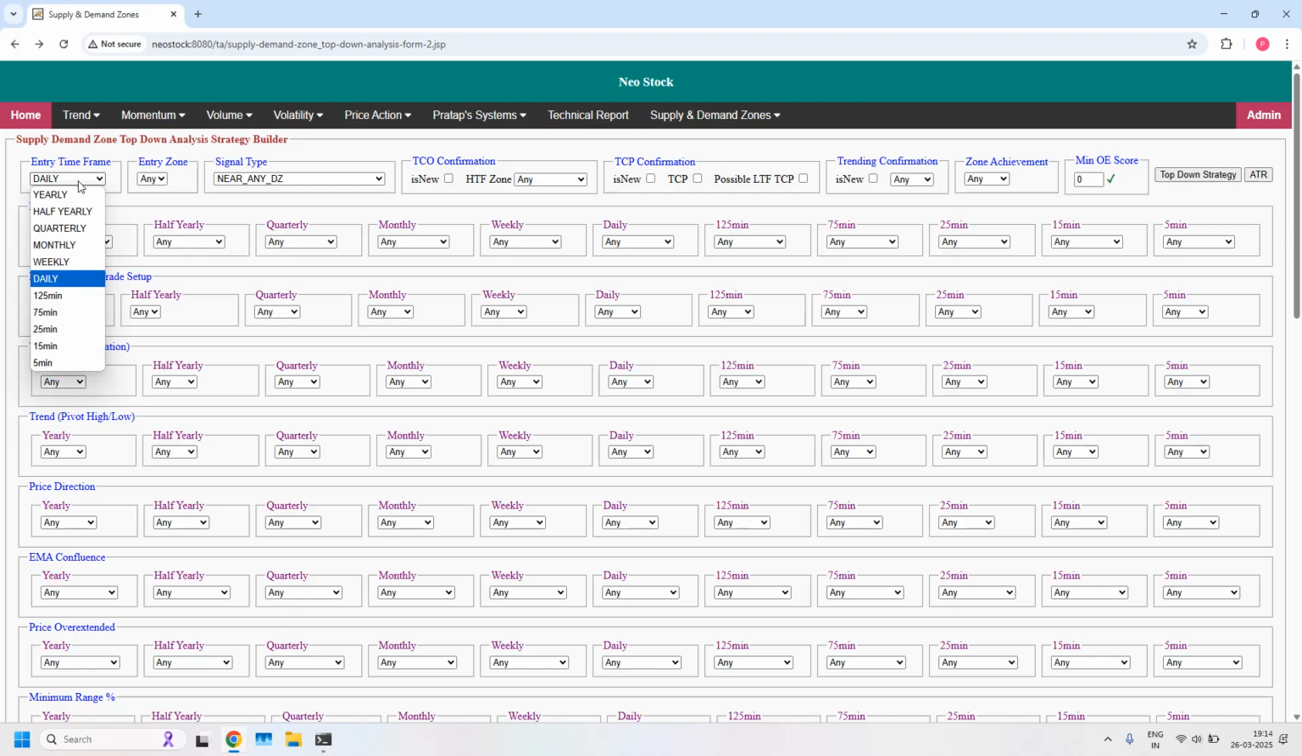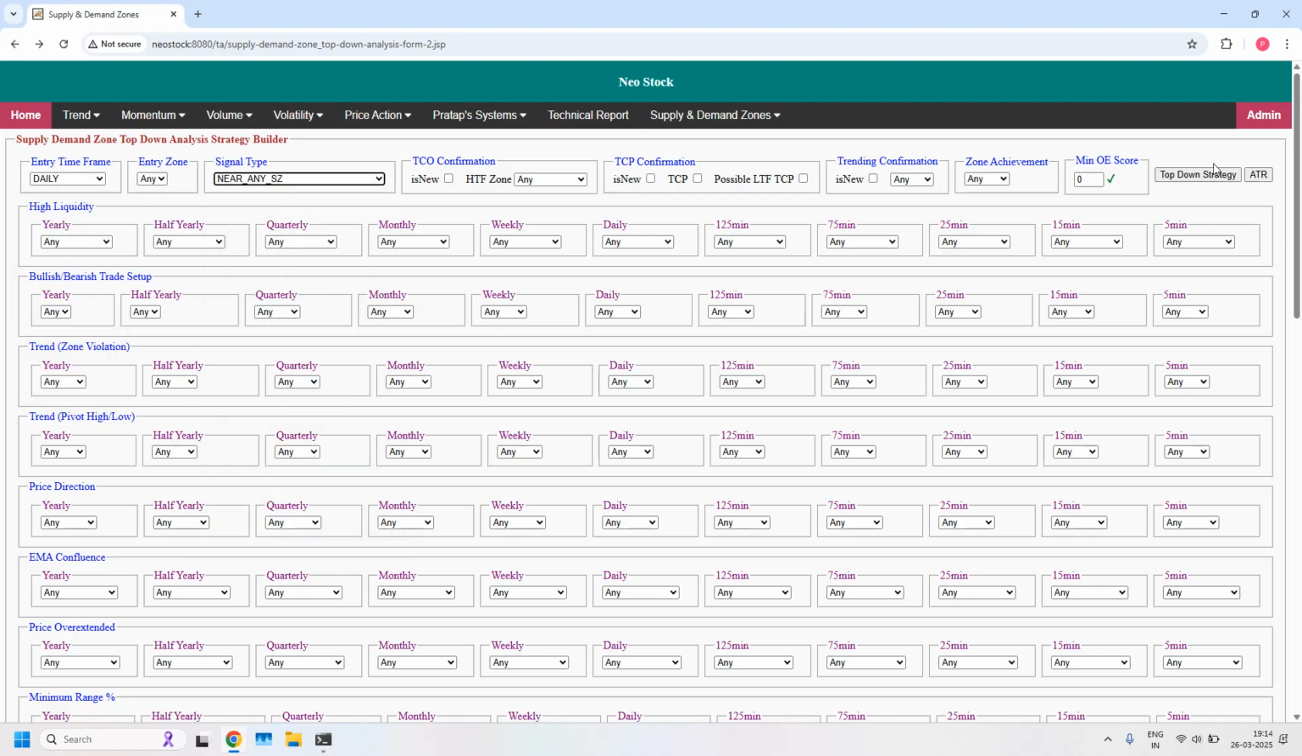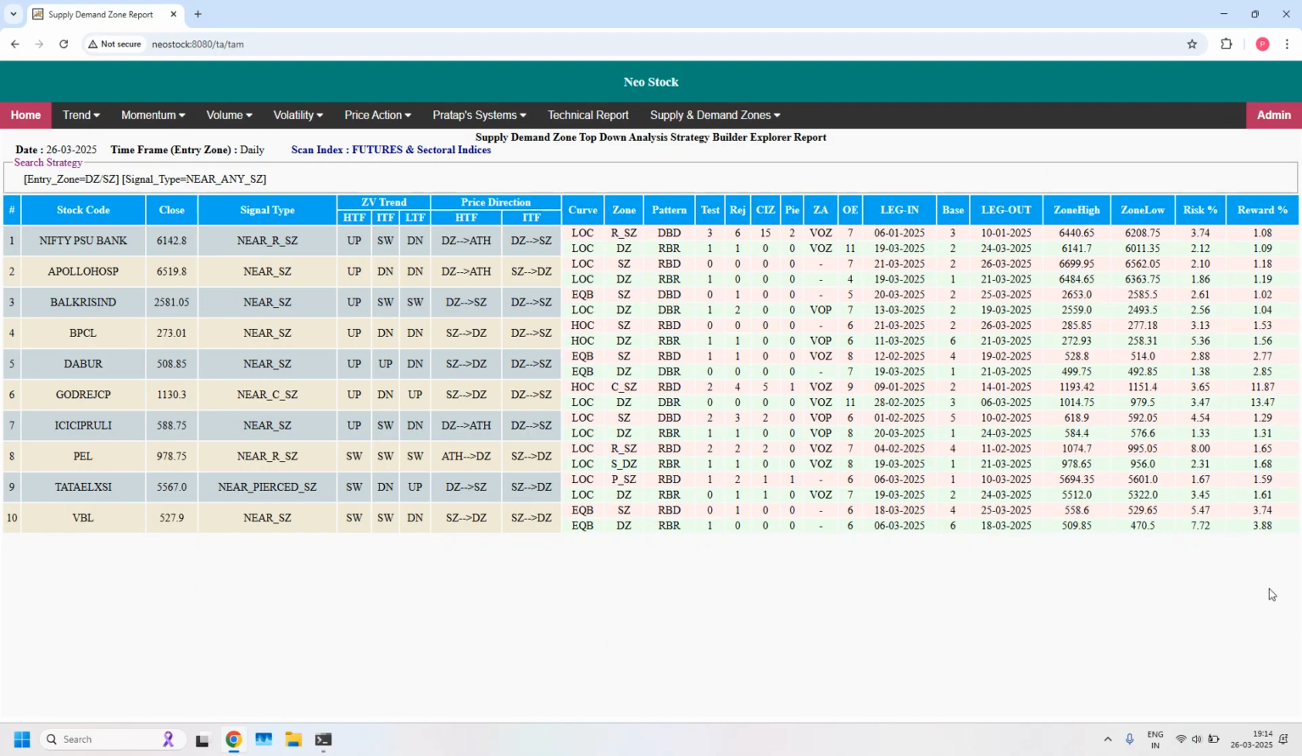Okay, next, for daily time frame, let us find the stocks near to the daily supply zone. We got 10 stocks. Let us identify high liquidity supply zones from this list. First one is a pierced zone. Anyway, it is not listed in F&O. And this is also a pierced zone, so it's not valid.